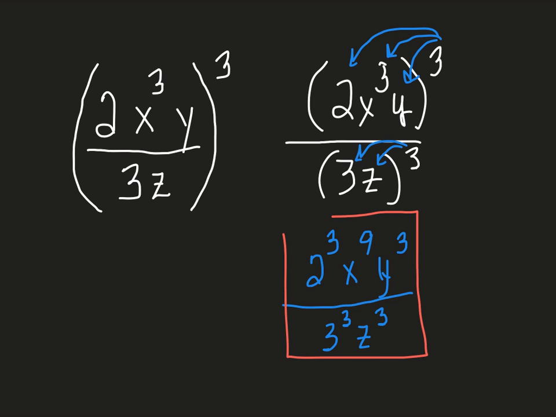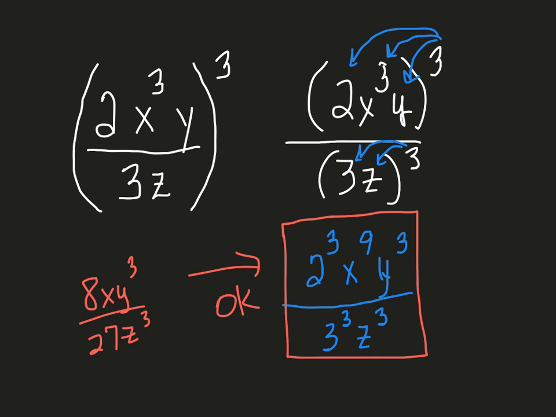It looks very undone, and it is, because we're not taking that one extra step. If you wanted to, it would be 8x to the 9th y to the 3rd over 27 z to the 3rd. So that simplifies it up a little bit, but this is okay.